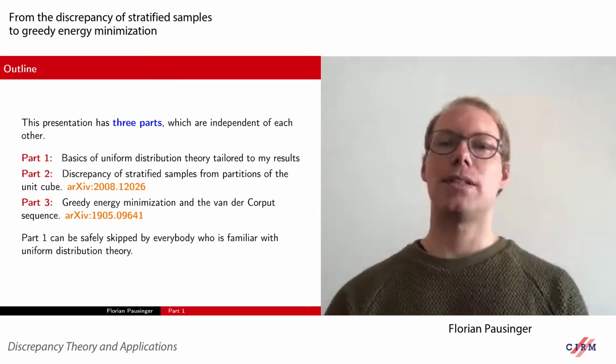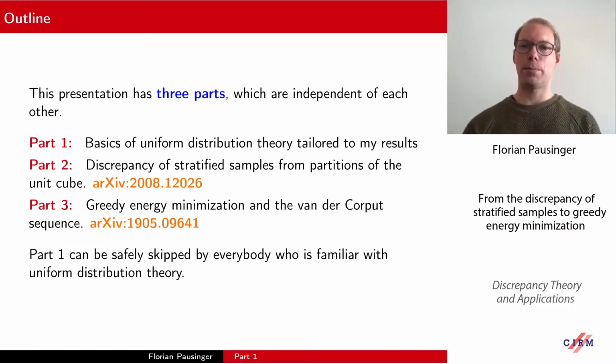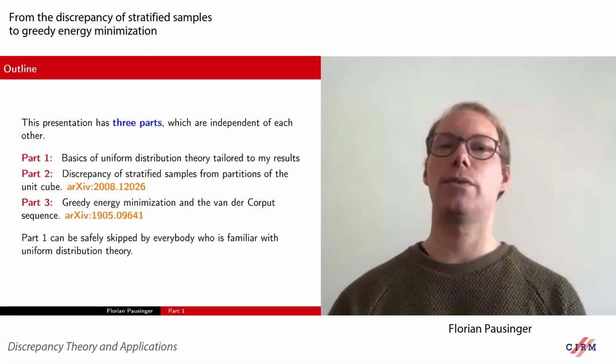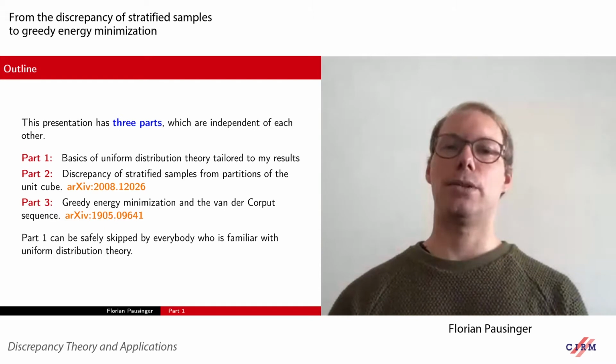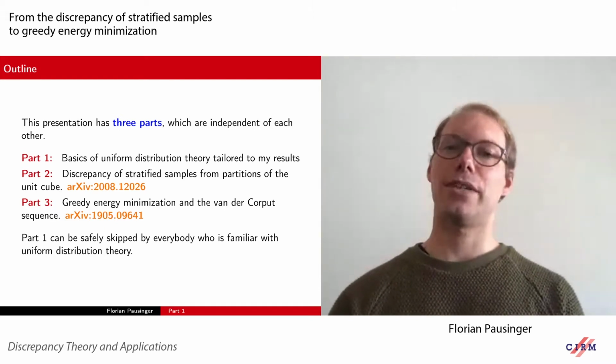This presentation is split into 3 parts. In the first part, I will just give the basics of uniform distribution theory, which is tailored to the results of my research. So everybody who is already familiar with uniform distribution theory is very welcome to just skip the first part. In part 2, I will present the results that appeared in a recent preprint together with my colleague from Aarhus, Markus Kiedelen. So it will be about discrepancy of stratified samples.